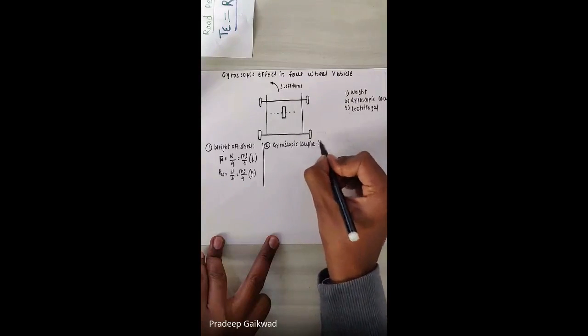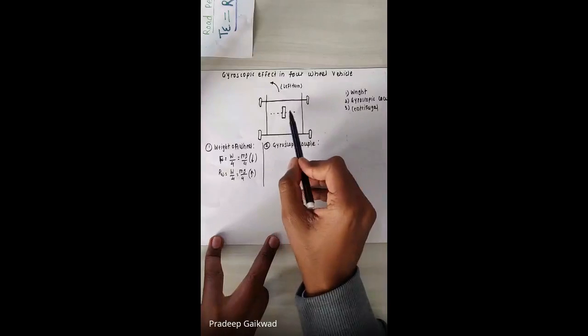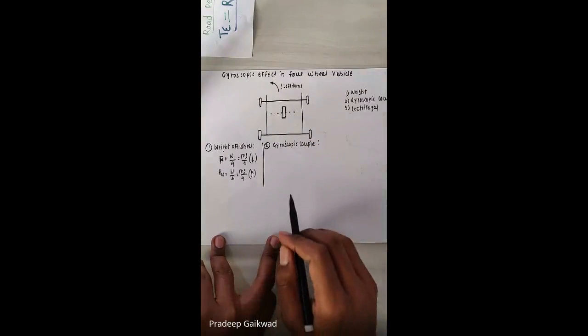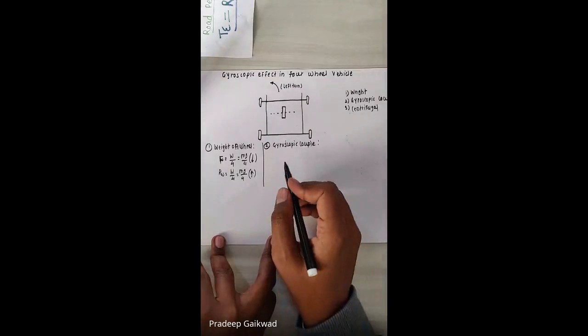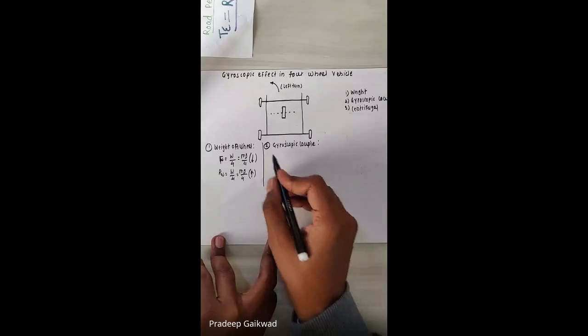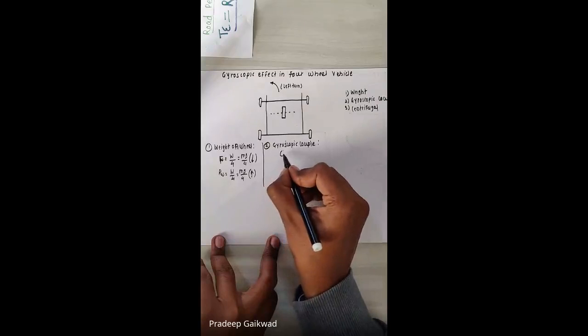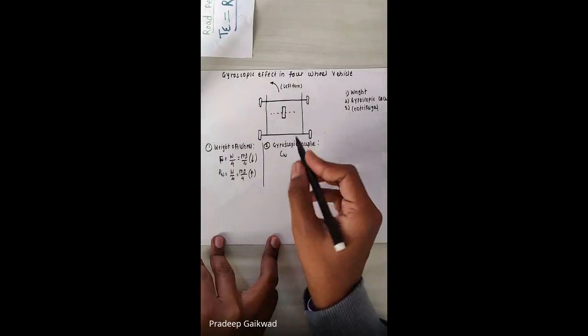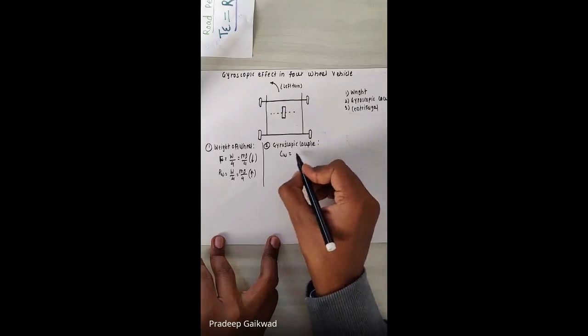And this gyroscopic couple acts due to the engine as well as due to the wheels. So let's first find out the gyroscopic couple due to the 4 wheels. Let's call it CW, where C is for gyroscopic couple. Of course, we have to consider the reactive couple whenever we talk about direction. And CW is equal to... now tell me, what is the formula?